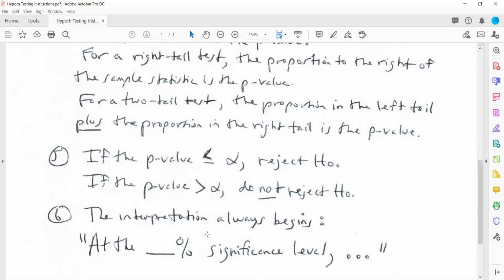And the interpretation, when it's written, always begins with "at the blank percent significance level." In other words, you're going to take your alpha, convert it into a percentage, and that number is going to go into this blank, right? So if alpha is 0.01, it would be at the 1% significance level. Then you would state something like there's enough evidence to reject the null, or there's not enough evidence to reject the null, whatever the problem is talking about. All right, so that is it. Those are the 6 steps that you would go through. Pretty straightforward once you see how it's done.